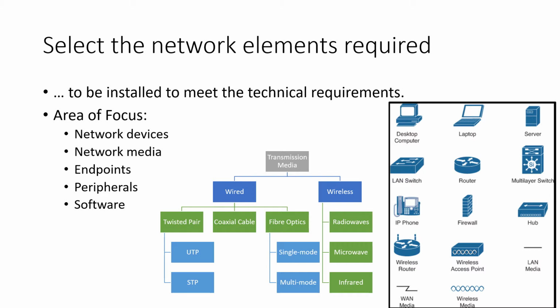Okay, select the network elements required to be installed to meet the technical requirements. Technical requirements would be from the organization, what the needs of the organization would be. So areas of focus would be your network devices, the type of network devices you have, network media, endpoints, peripherals, and hardware. Also, in here you can see which type of wired network is used, the types of cables, and which waves for wireless.